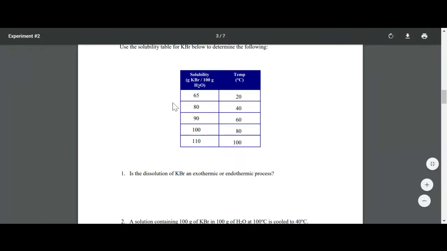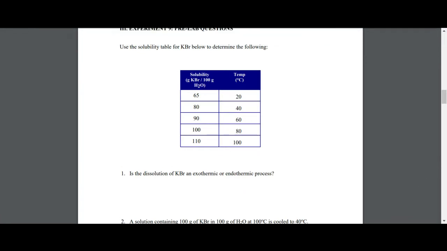Now, is the dissociation of KBr exothermic or endothermic? How do we know? As you increase the temperature, if the solubility is higher, that means heat helps it dissolve more. So it's an endothermic process.